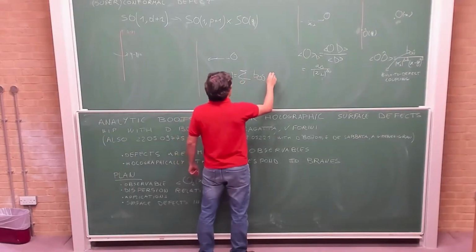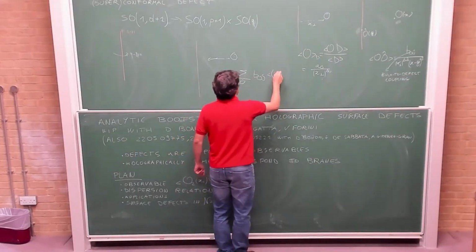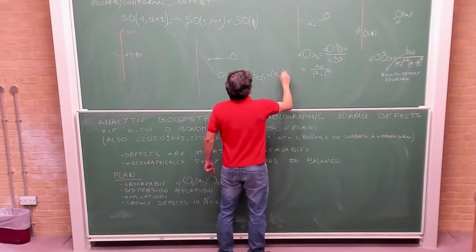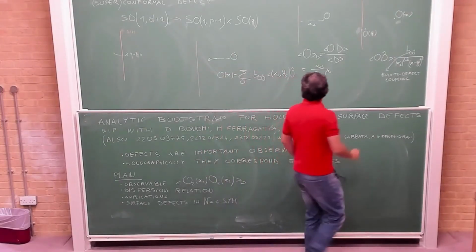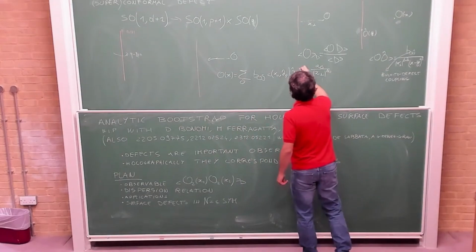So you sum over O hat, and then you have some coefficient that will depend on the orthogonal distance, and parallel derivatives, some differential operator acting on O hat of x parallel.